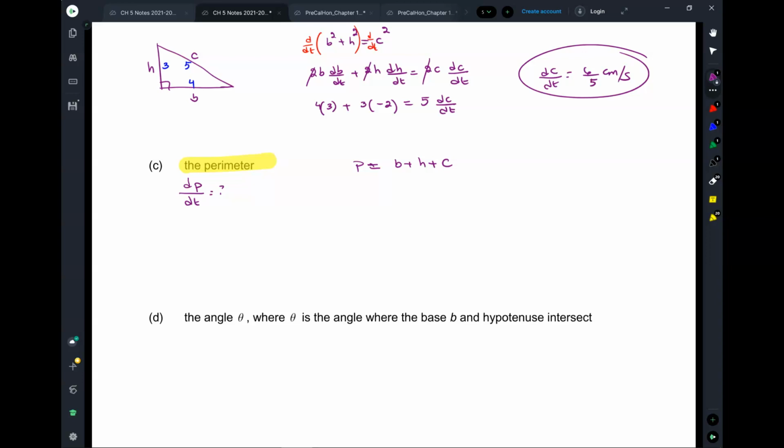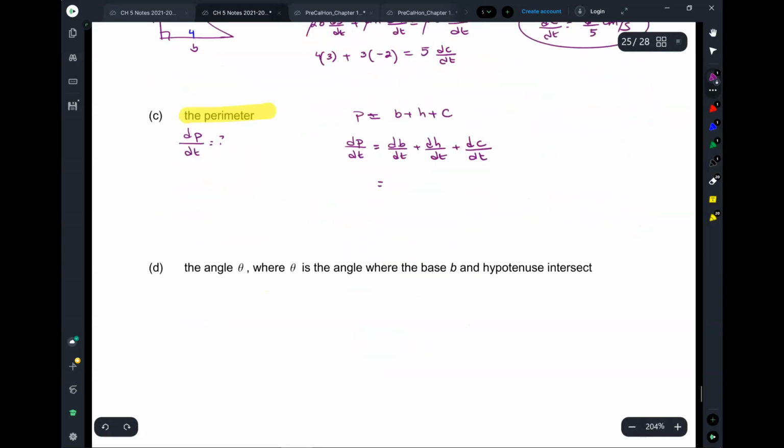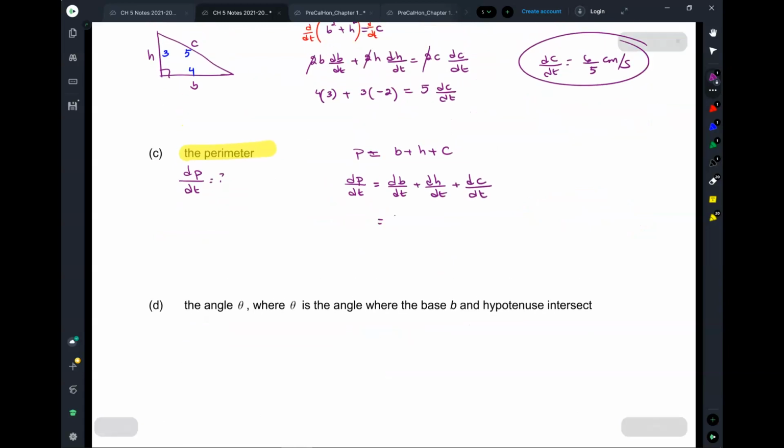Okay, now let's take a derivative of all of it. So dP/dt equals dB/dt plus dH/dt plus dC/dt. And again, we're reusing the same things from above, right? dB/dt, last time we checked, was 3. dH/dt, negative 2. dC/dt, we just found it, is 6 over 5.